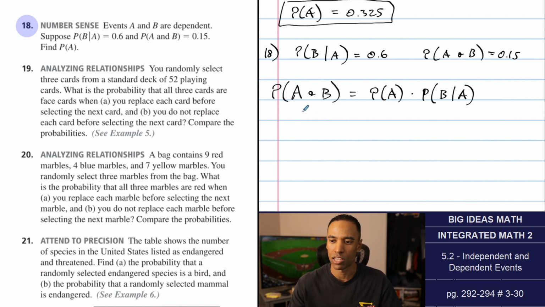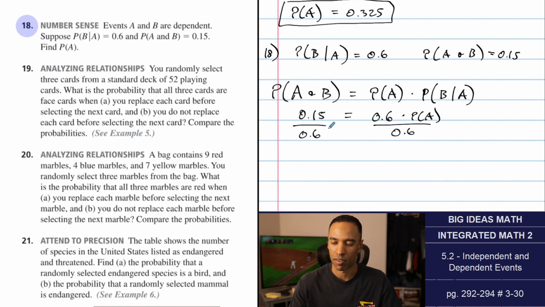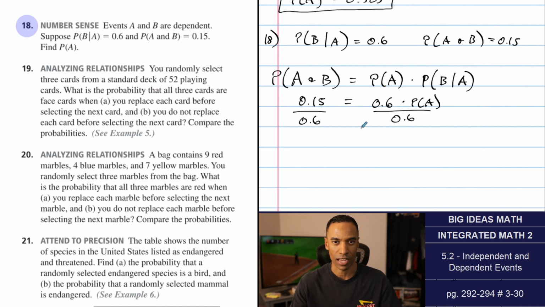So we have 0.15 for A and B, and then we need to find probability of A given that B given A is 0.6. So we're going to divide both sides by 0.6. Now I know this one, 0.15 divided by 0.6 should be exactly 1/4. So that's 0.25.